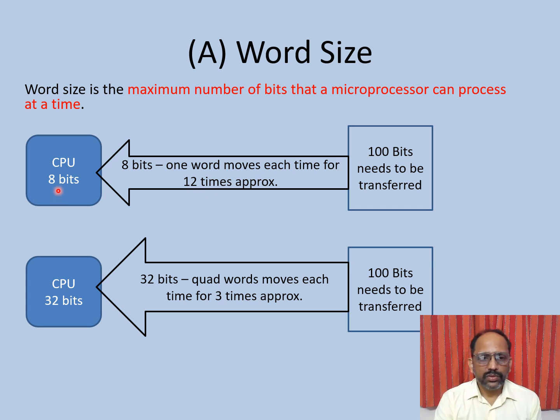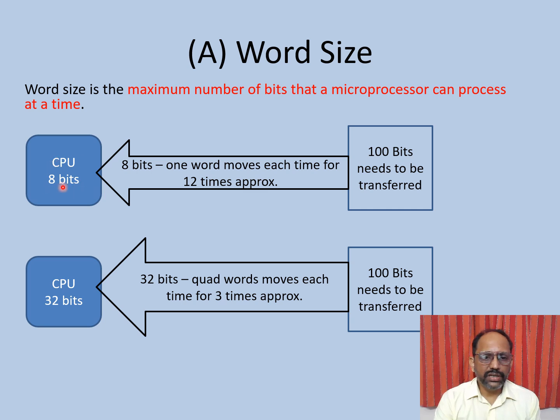So, though the CPU is capable of doing faster calculation, because of the non-availability of sufficient bits, it can process only in a limited way. More time is used to carry all the 100 bits from one end to another end. How many times? 12 times.